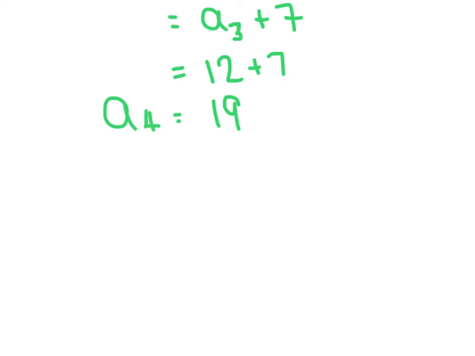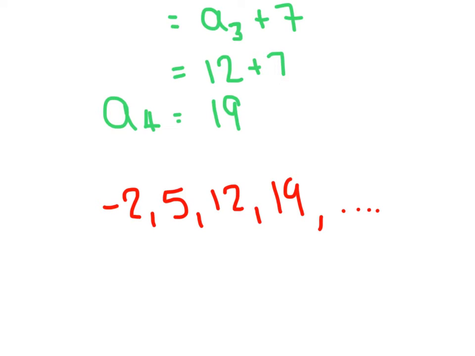And just to wrap it all up, this sequence is going to start with negative 2 and then continuously add 7. And we'll go dot dot dot. The next term would be 26, and then 33, 40, 47, etc.